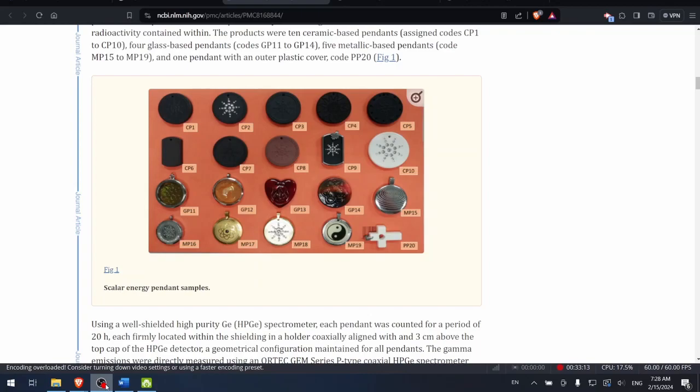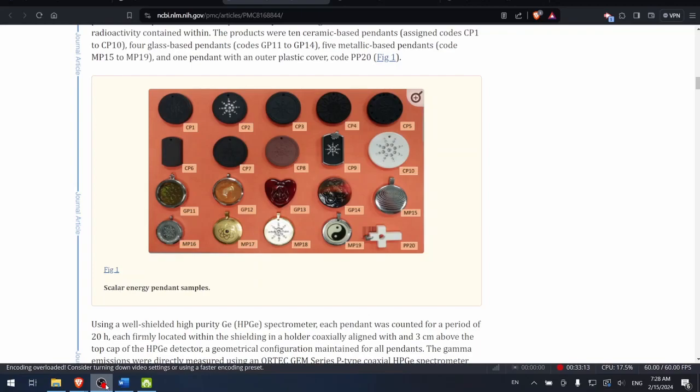So the picture I'm showing here is a bunch of different types of what they call scalar energy pendants. So they're usually made out of lava rock or natural minerals. Often you'll see that they're made from Japan. And so the problem is that they are also a little bit radioactive. So the picture I'm showing you here is from the NIH, talking about how these pendants are radioactive and they're not good for you to wear. So there's a whole bunch of different kinds. I didn't know there are this many.